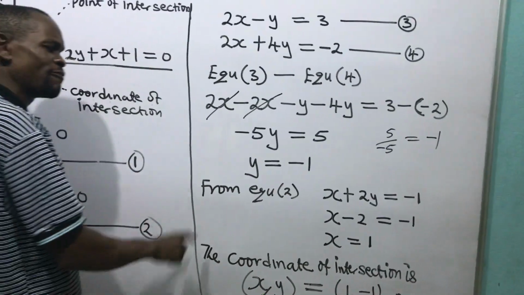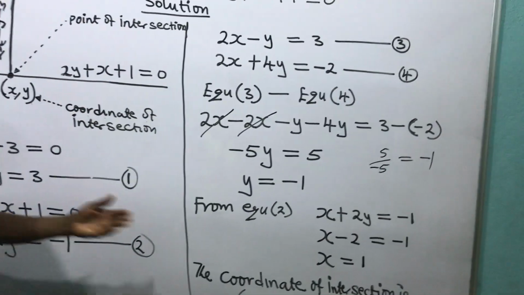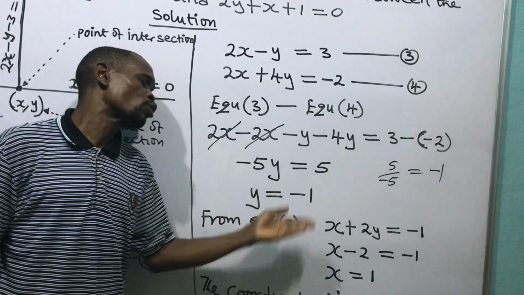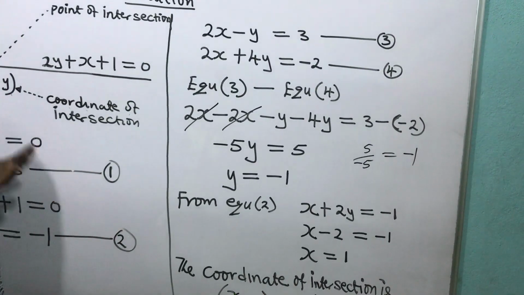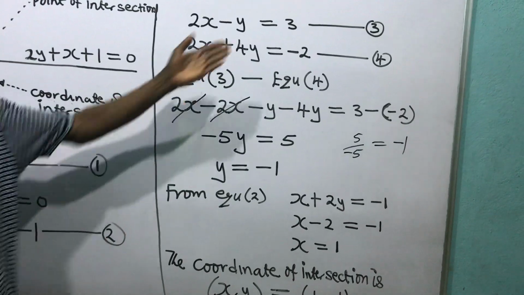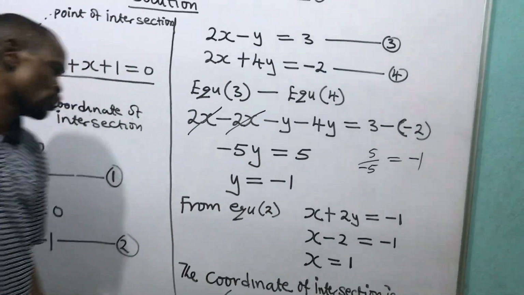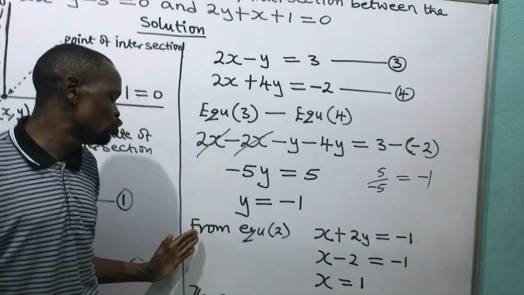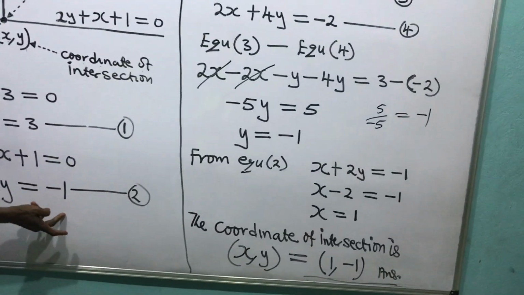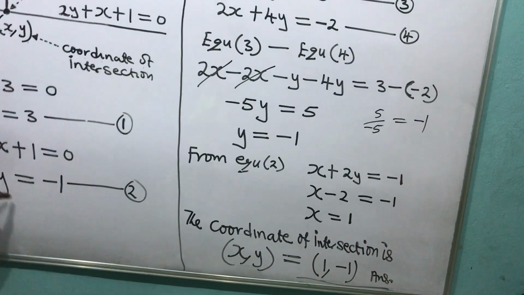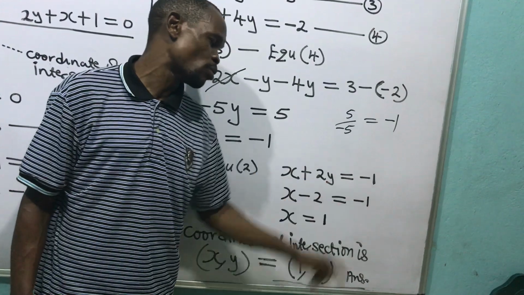Then from any of these equations, I can equate y equals to minus 1. I think you are getting what I'm saying. In any of these equations, equation 1 or 2 or 3 or 4, any of them, I can equate y to be minus 1. Therefore, I now decided to choose from equation 2. Look at my equation 2, I say x plus 2y equals to minus 1. Look at it, x plus 2y equals to minus 1.